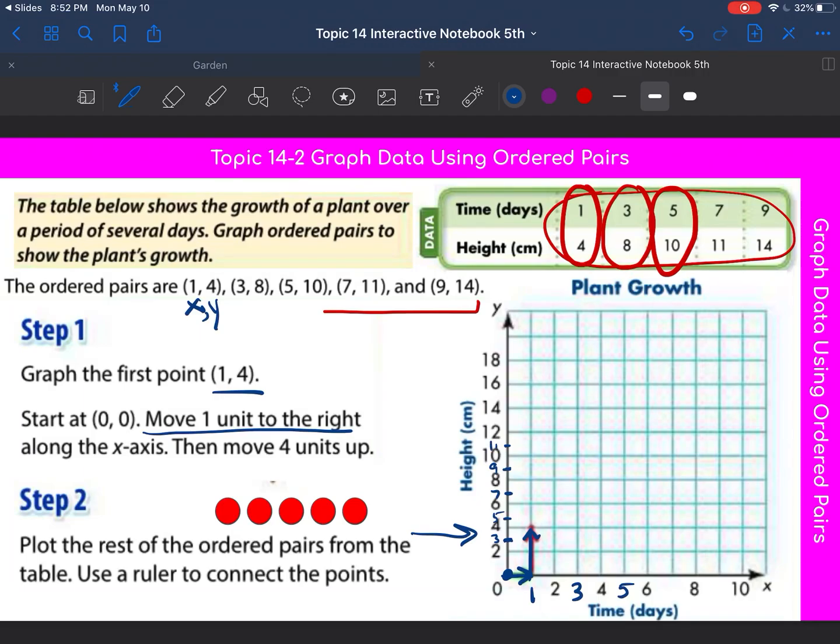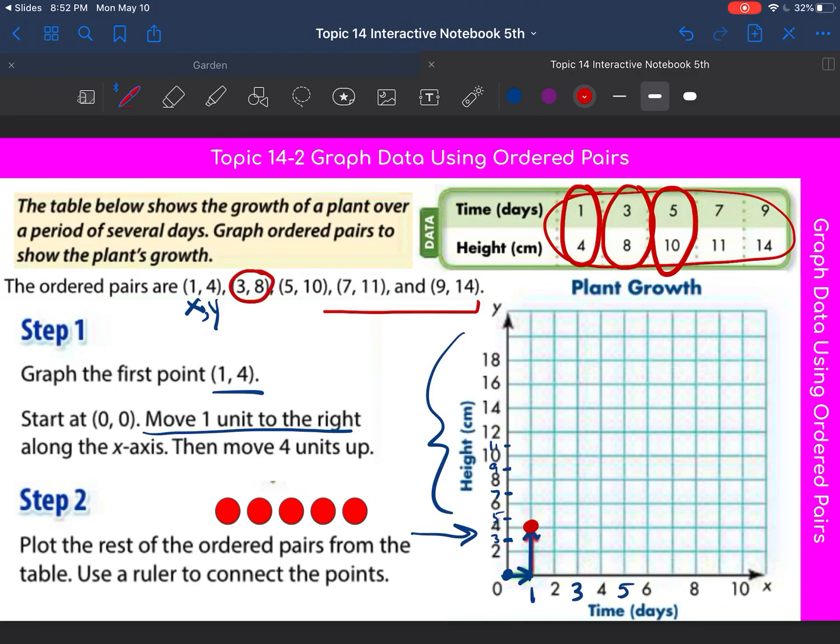The reason why they don't show all of the points is because it gets really hard to fit everything in when you have really big points. So you may have to skip count, and that's what they did on the y-axis. So now the point (1, 4) is right here. That's that ordered pair. So now we're going to plot all the other points.